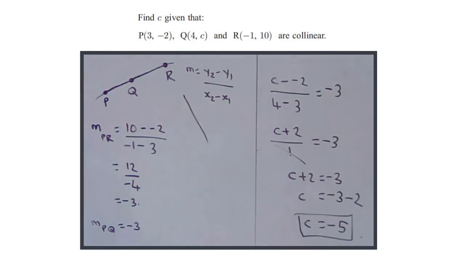So for any 3 points that you know are collinear, the gradients between any 2 points must be exactly the same, and it really doesn't matter which 2 you pick. Pick the 2 that make your maths the easiest, but if you're confident enough, it really shouldn't make much difference.